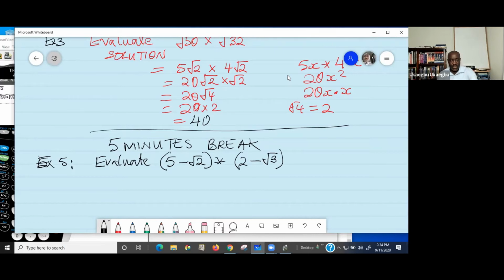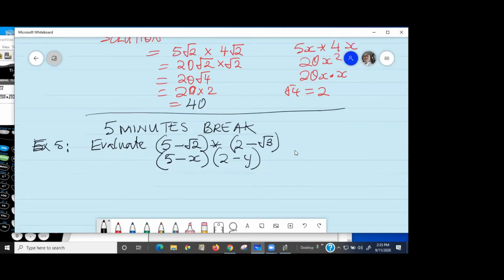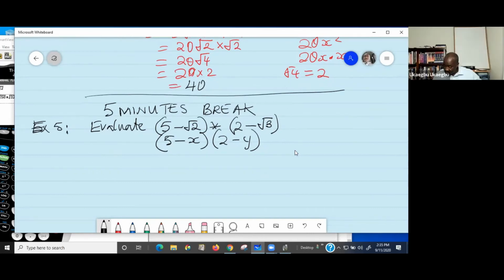You see, square root of 2 is an irrational number. Square root of 3 is also an irrational number. So it's like saying, if you can do this, (5 minus x) times (2 minus y), evaluate. If you can open the parentheses, then you can solve the problem. You got it? So let's do this one. Let me use a different color.